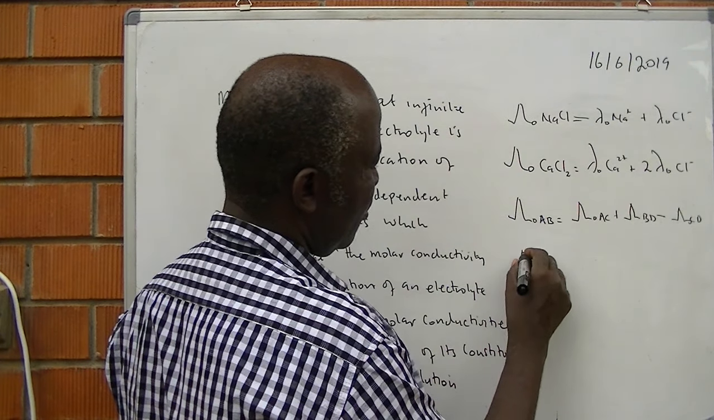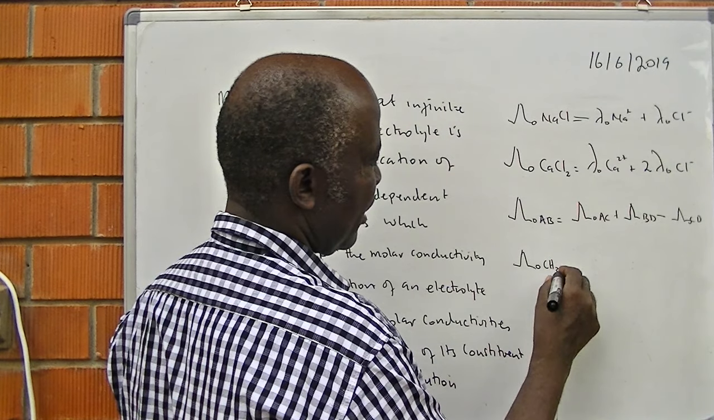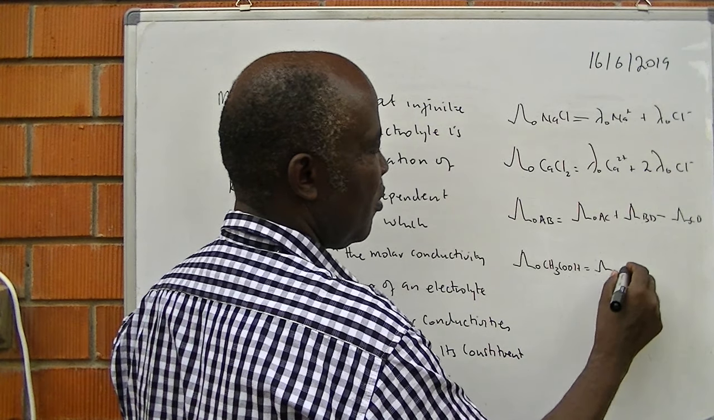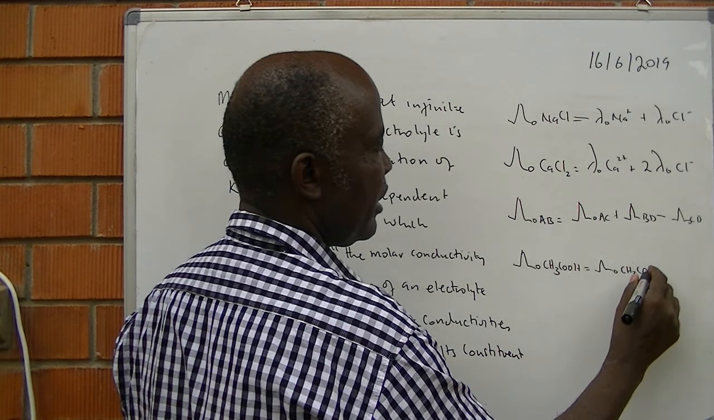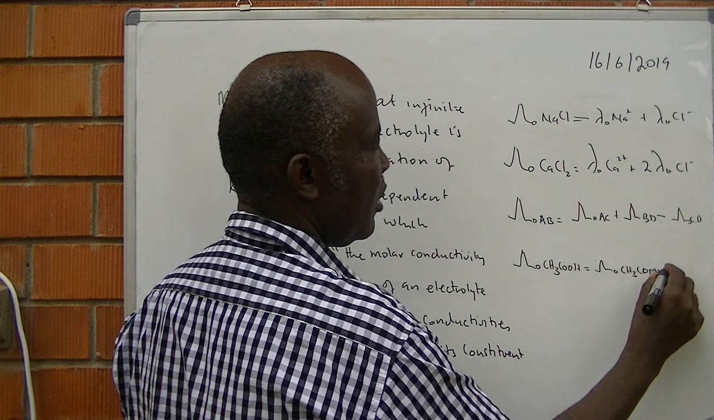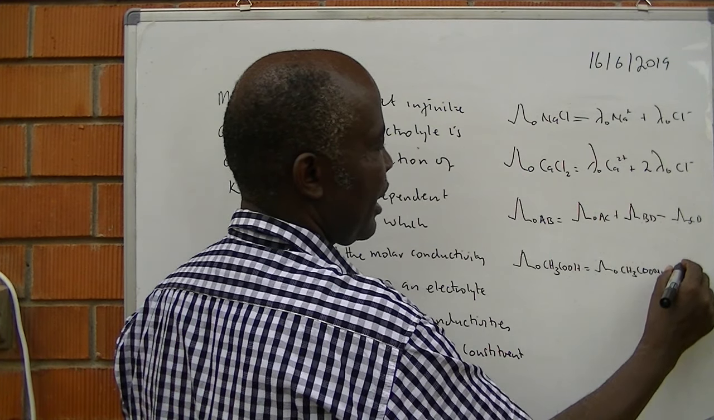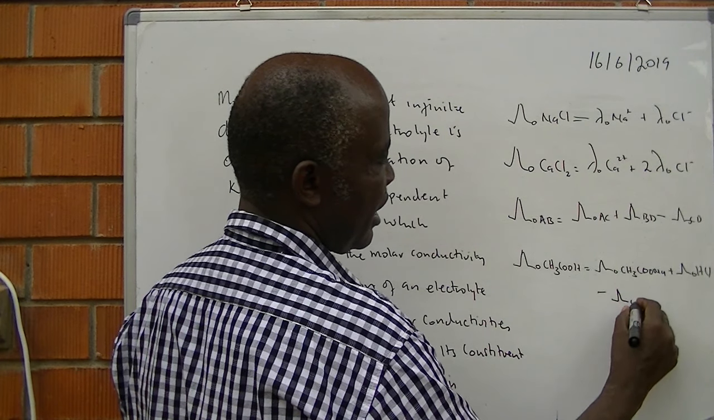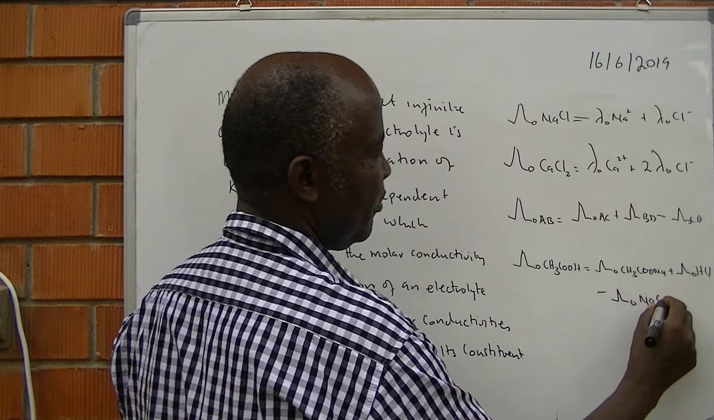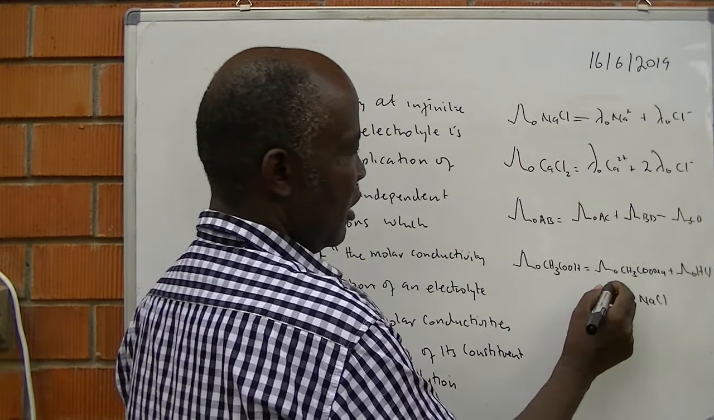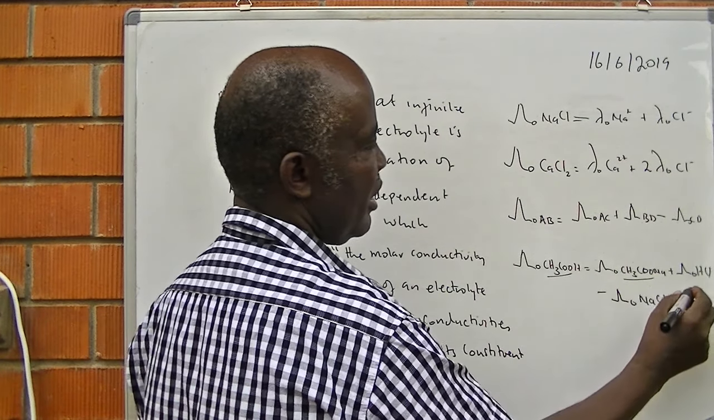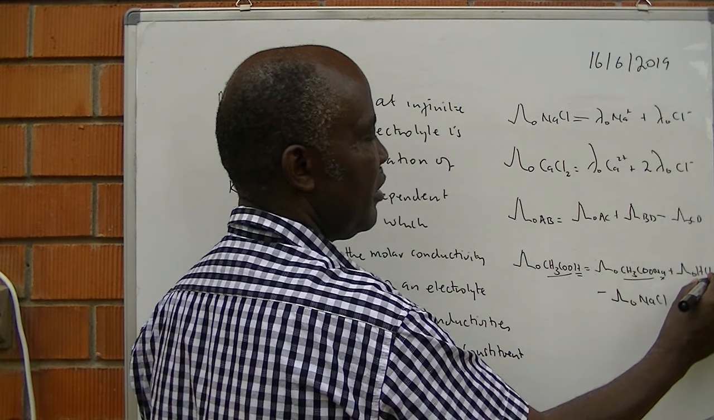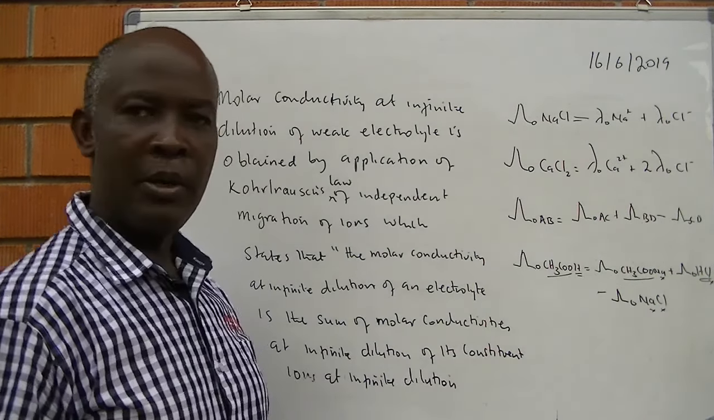Or molar conductivity at infinite dilution of ethanoic acid will be equal to molar conductivity at infinite dilution of sodium ethanoate plus molar conductivity at infinite dilution of HCl minus molar conductivity at infinite dilution of sodium chloride. So this one will bring this one, then this one will bring this one, then we shall subtract this one from the solution.